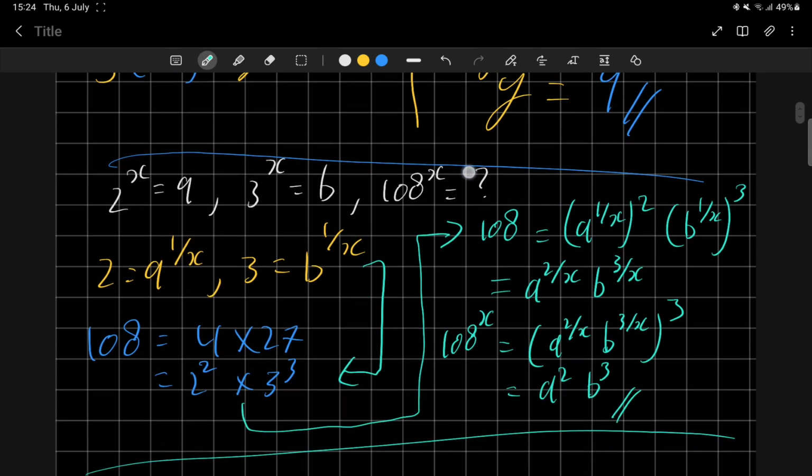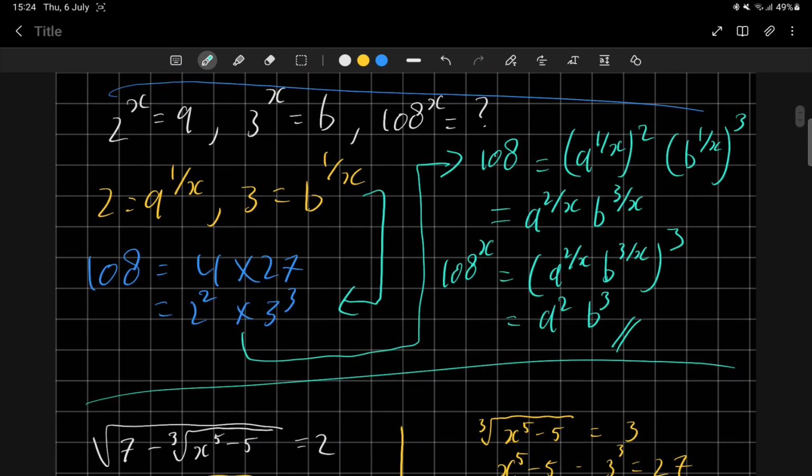The next one is only a little bit hard if you don't know the trick. The trick is we want to make sure that 2 and 3 are alone. We don't want 2 to the power of x, because we don't know what to do with it. So we just want to make 2 alone. Instead of 2^x equals a, I change it into 2 equals a to the power of 1 over x. And I did the same thing with b and 3, so 3 equals b to the power of 1 over x.